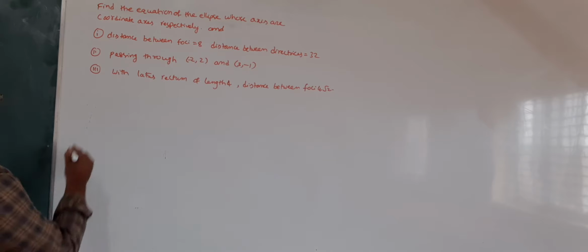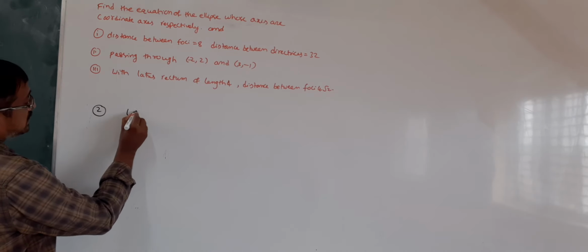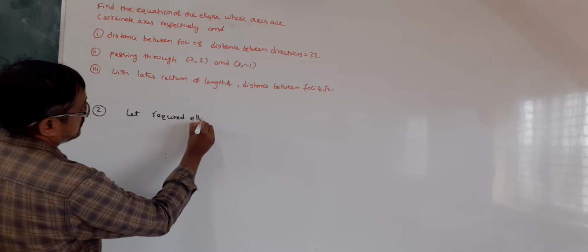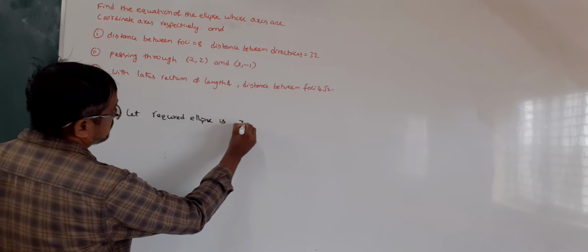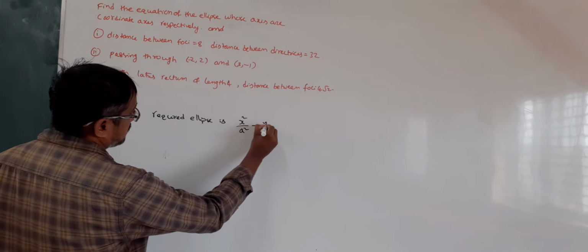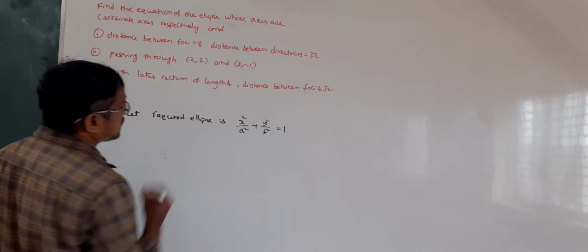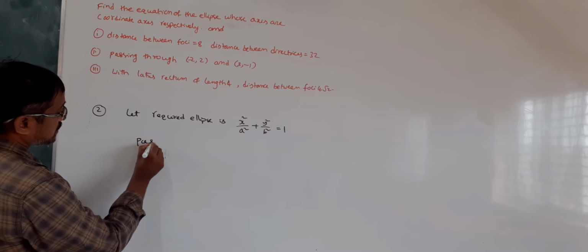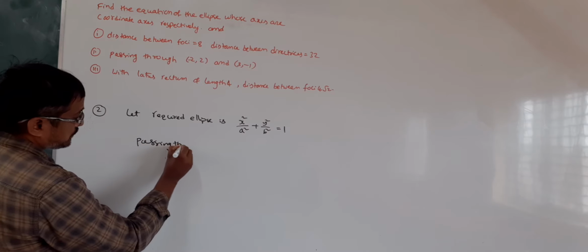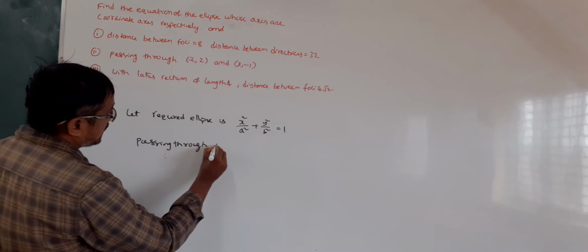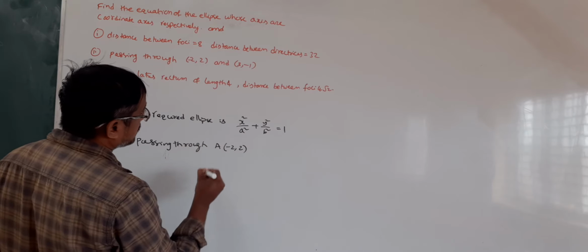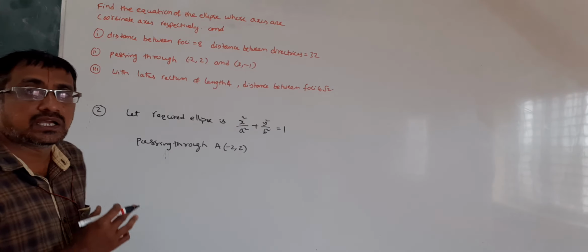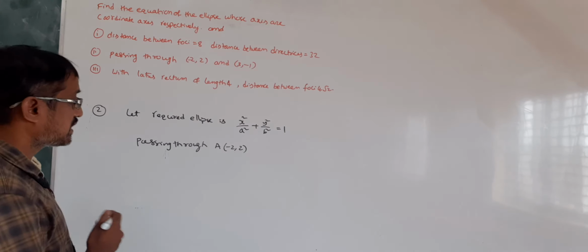Second question. Let required ellipse is x square by a square plus y square by b square is equal to 1. Now this ellipse is passing through A minus 2 comma 2 and B 3 comma minus 1. We are given that ellipse is passing through two different points.